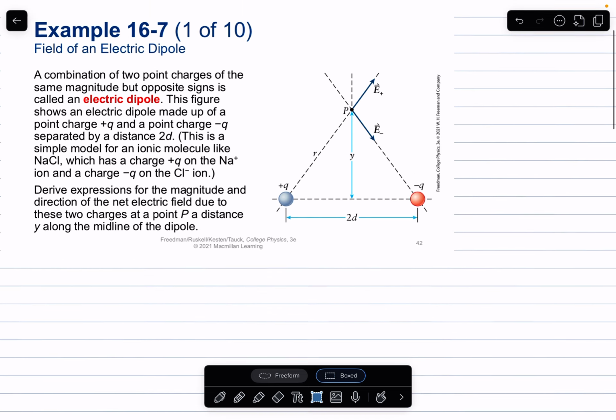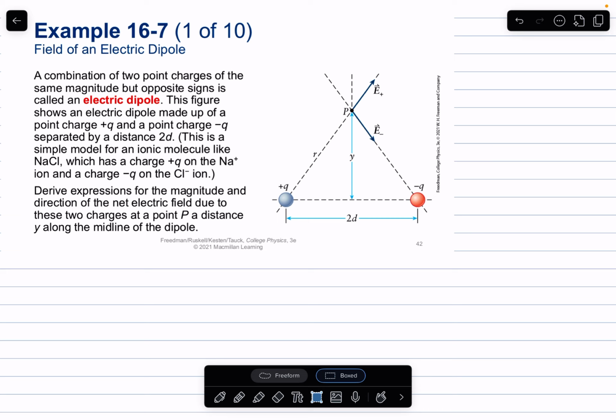Another difference is that this is going to be a purely algebraic problem. Everything is in terms of Q or D or R. So your result will be an expression, not a value.